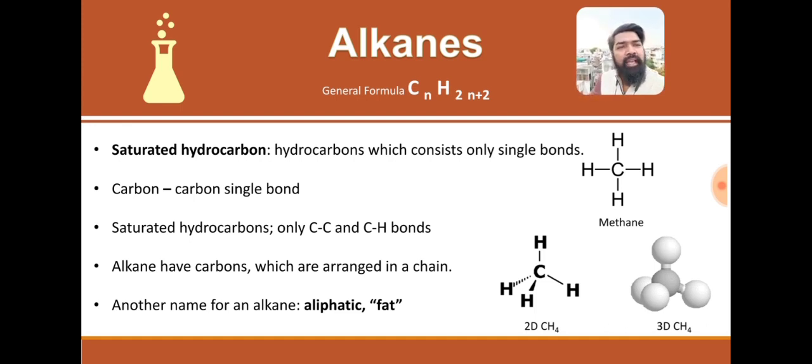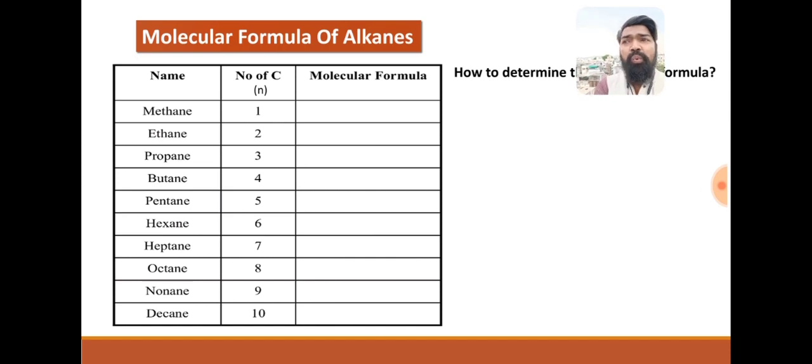The example is written on your screen, on the left hand side or right hand side, that is a methane molecule. The alkane has carbons which are arranged in chain compounds. Another name for an alkane is aliphatic, meaning fat. Three different structures are given on the screen: one is a chain compound, the second is the 2D methane molecule, which has a beautiful structure, and the 3D methane molecule on the right of your screen. Please check it out.